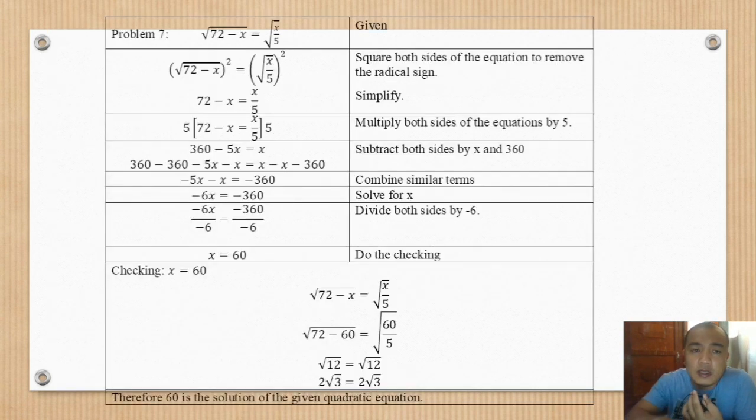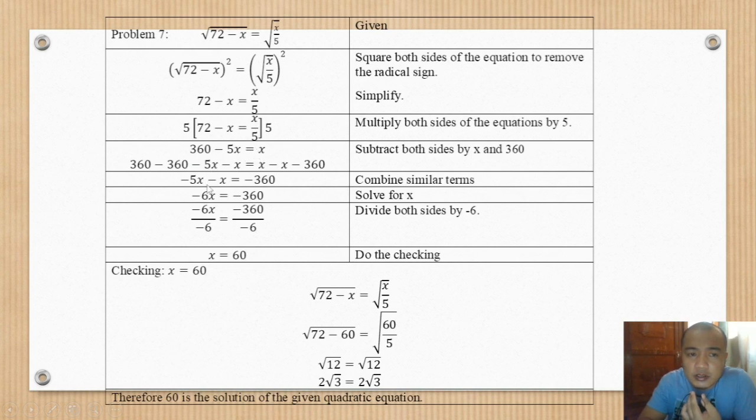Next, for problem number 7: √(72 − x) = √(x/5). Since both sides of the equation have radicals, first step, we square both sides of the equation to remove the radical. So √(72 − x) squared is 72 − x, and √(x/5) squared is x/5. To get rid of the denominator 5, we multiply both sides of the equation by 5. 5 times 72 is 360, minus 5x, equals x/5 times 5, which is x. So, 360 − 5x = x.